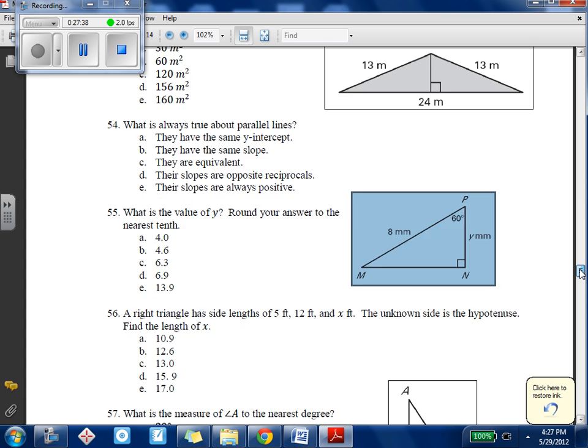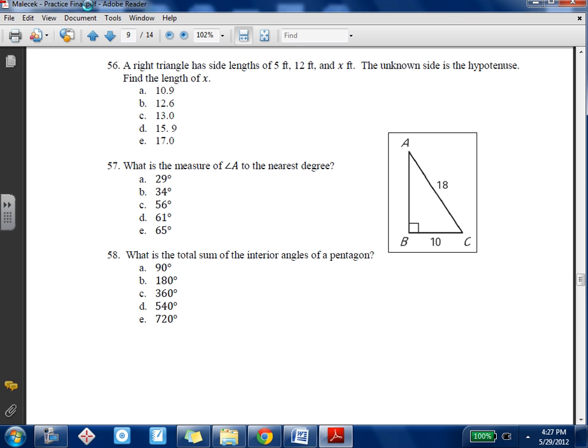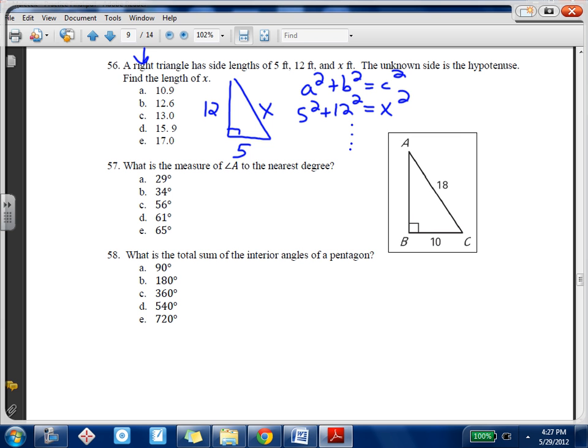Moving on to number 56. A right triangle, key piece of information, right triangle. A right triangle has side lengths of 5, 12, and x. Draw a triangle. It says the unknown side is the hypotenuse, so that's going to be x. The other ones have to be 5 and 12. Find the length. Well, this one's pretty easy. It's just the Pythagorean Theorem. A squared plus b squared equals c squared. You get 5 squared plus 12 squared equals x squared. Dot, dot, dot. You figure it out. The answer is going to be 13.0.